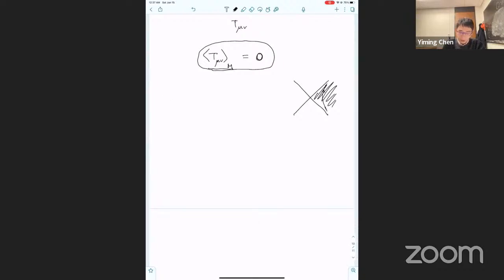So let me demonstrate it with a very, very, very simple example, just a massless boson in 2D, a massless scalar field in 2D.